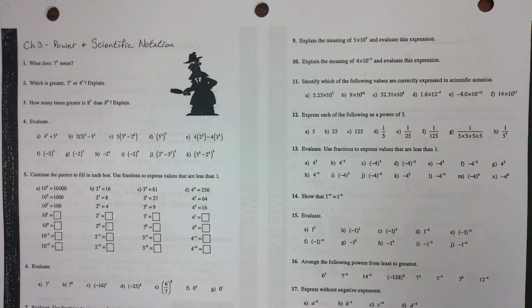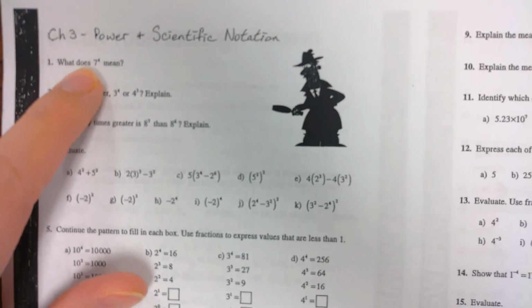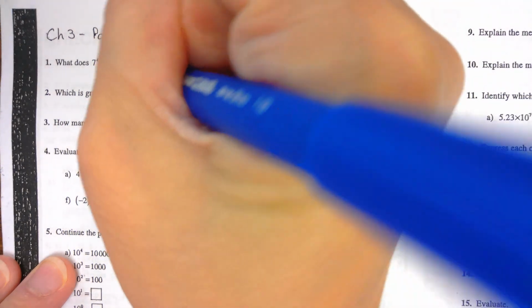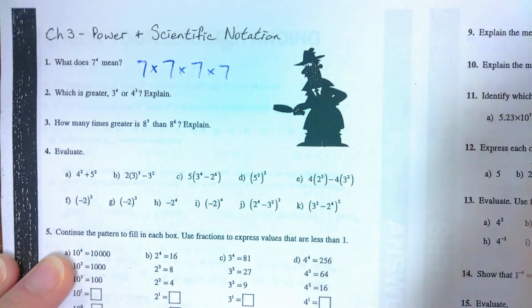Okay, so chapter 3, power and scientific notation. What does 7 to the power of 4 mean? Shredik? Right, so 7 times 7 times 7 times 7.